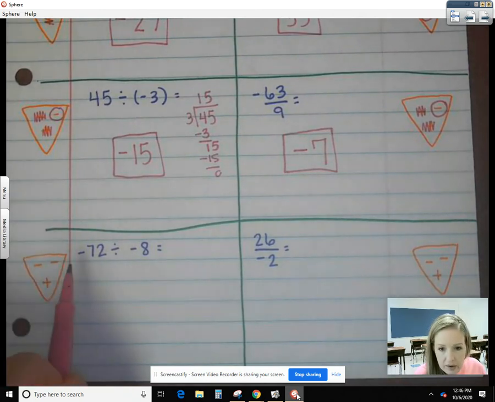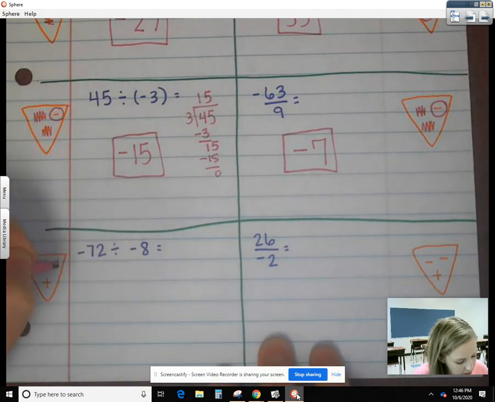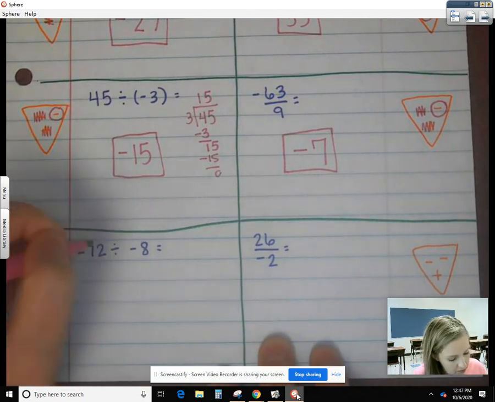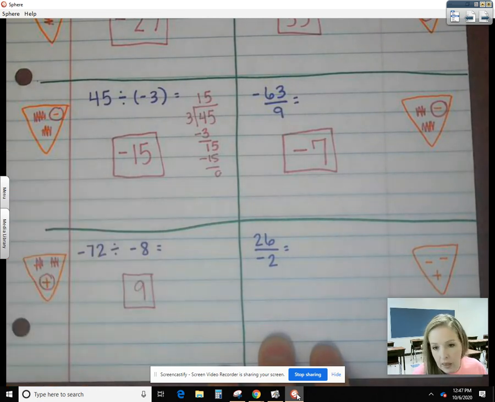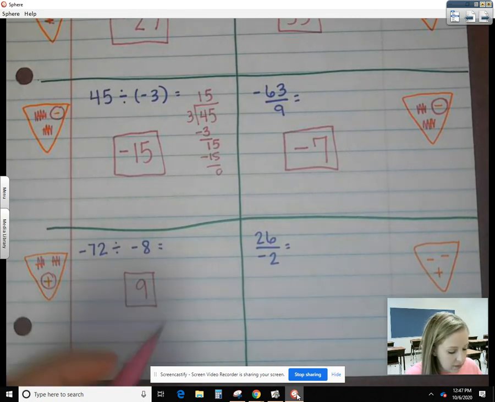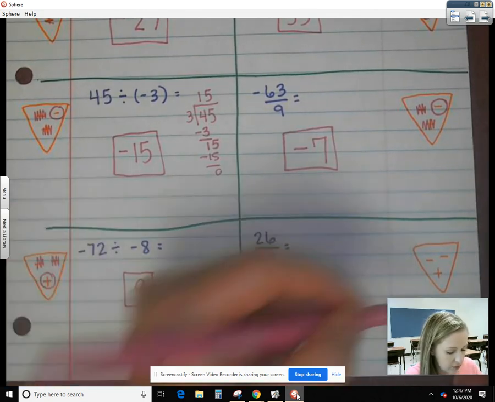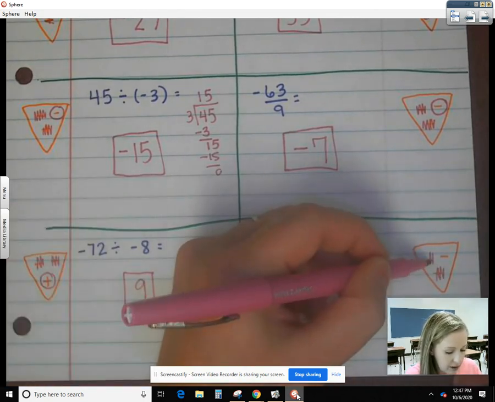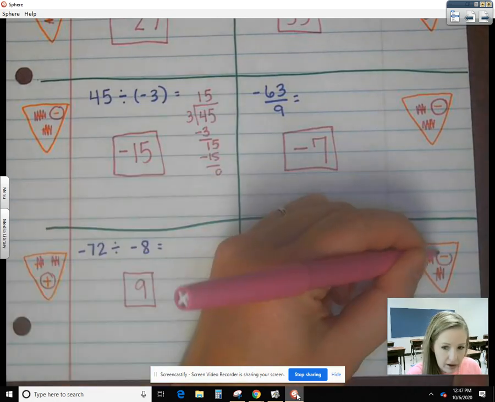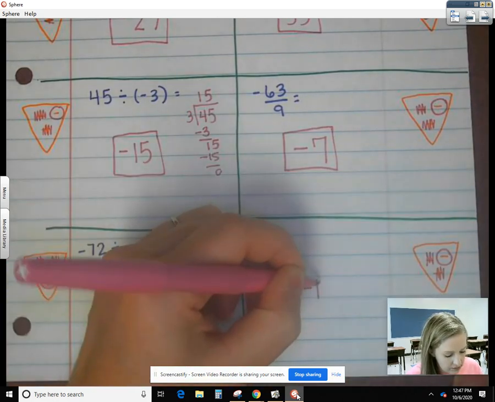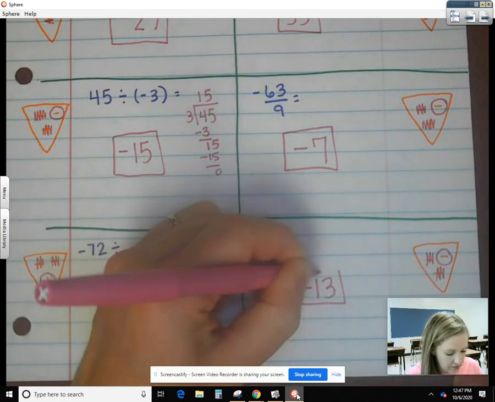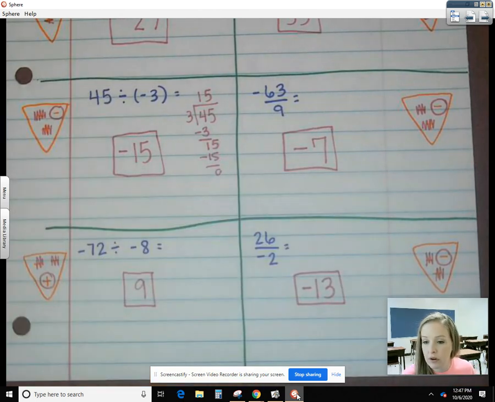The next one says negative 72 divided by 8. So that's a negative and a negative, which leaves us with a positive. 8 goes into 72 9 times. And last but not least, 26 divided by negative 2. So that's a positive divided by a negative, which means our answer is going to be negative, and 2 goes into 26 13 times. So our answer for that one is negative 13.